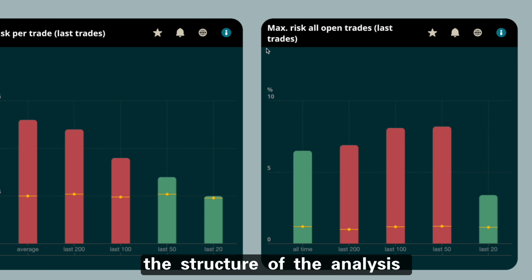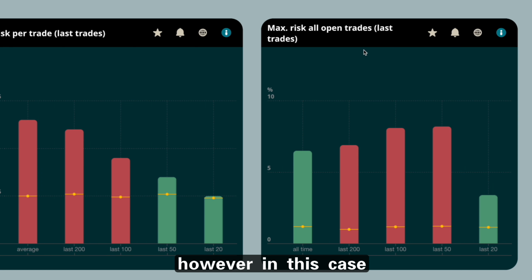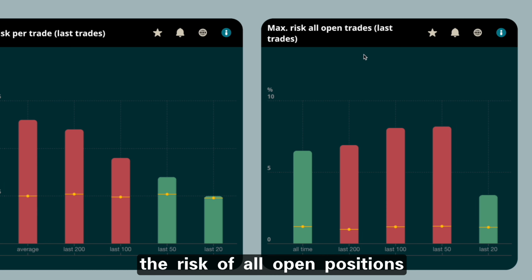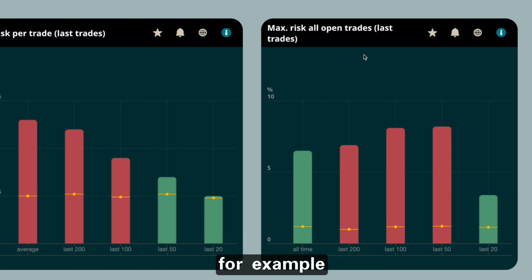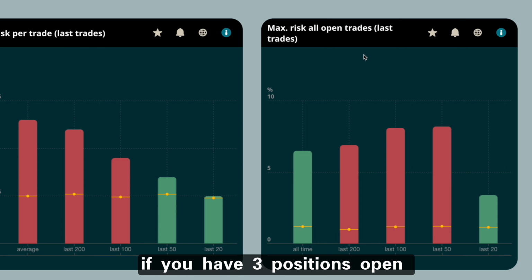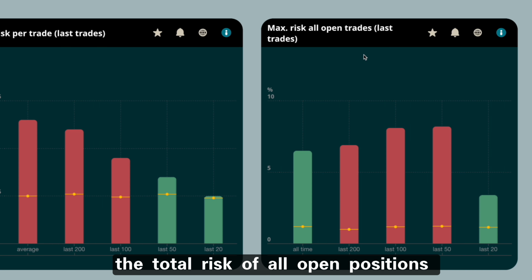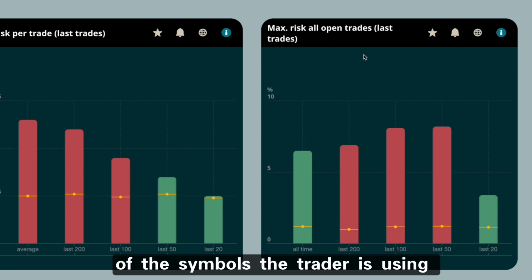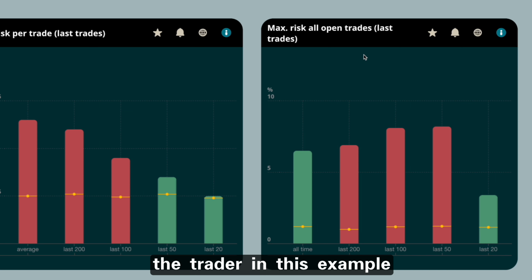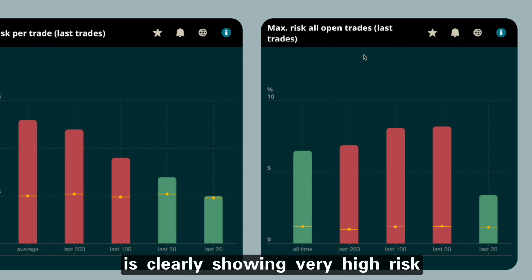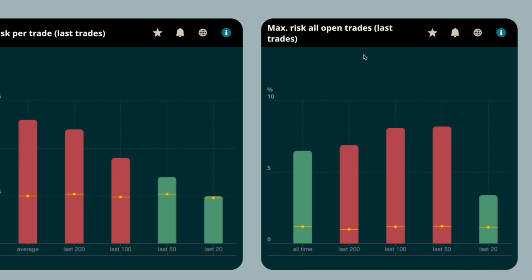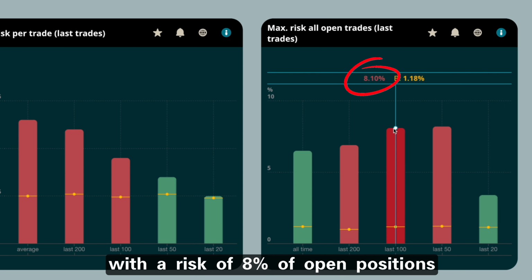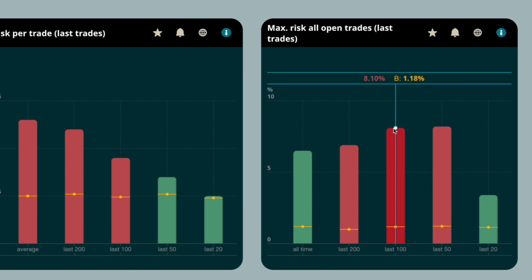The structure of the analysis is very similar. The risk over the previous trades is shown, however, in this case, the risk of all open positions is added together. For example, if you have 3 positions open at the same time, each having a risk of 2%, the total risk of all open positions is 6%. This is calculated independent of the symbols the trader is using. The trader in this example is clearly showing very high risk for all open positions, with a risk of 8% of open positions during the last 100 trades.